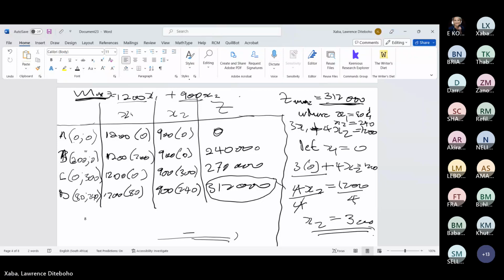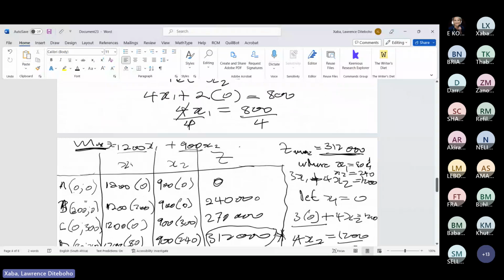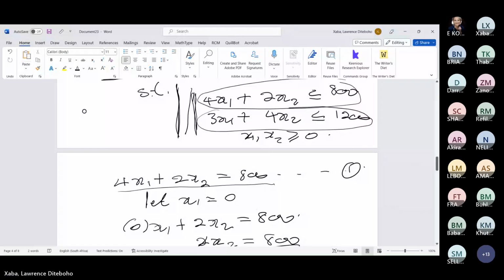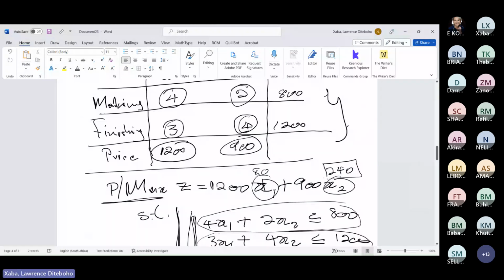But now, this profit, what does it mean? From this, we know we are selling each item of goods at that price. So to maximize our profit to that 312,000, we must produce 80 pairs of goods and we must produce 240 jackets for us to have 312,000 as a profit.